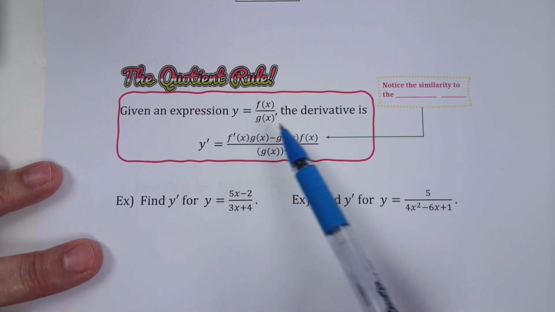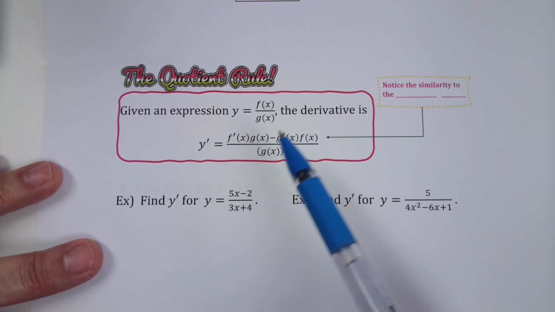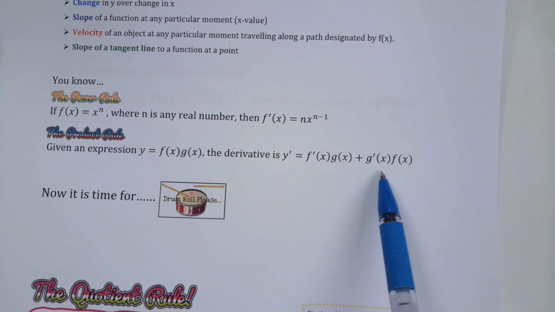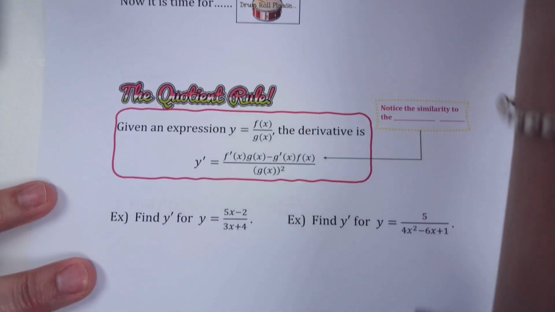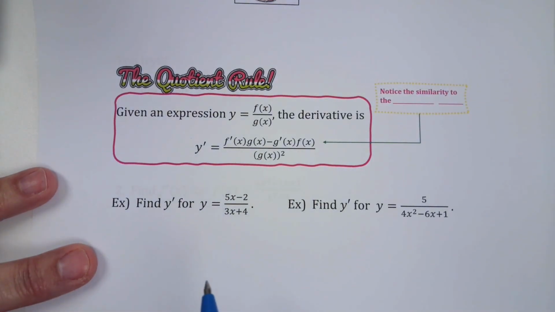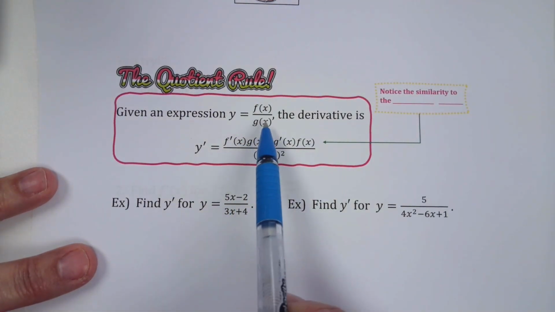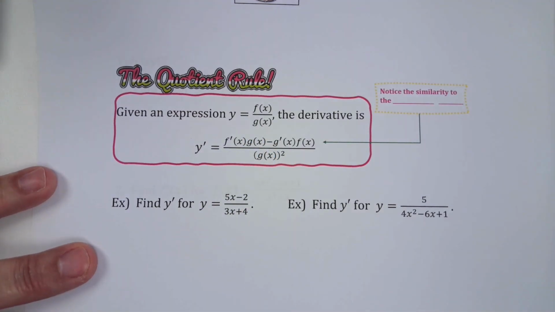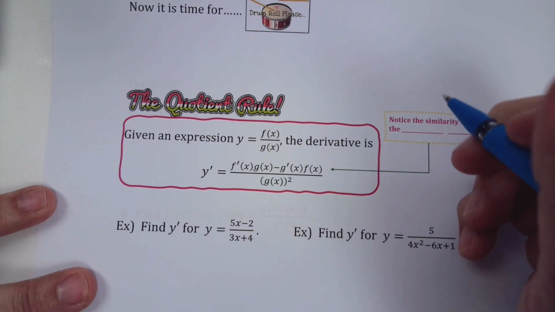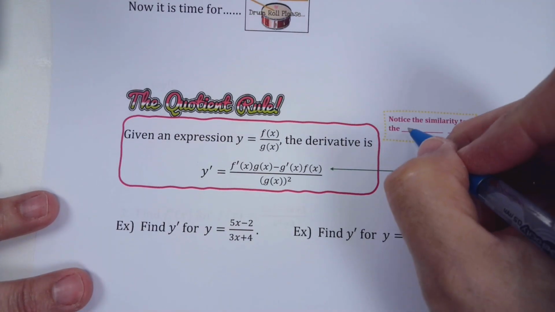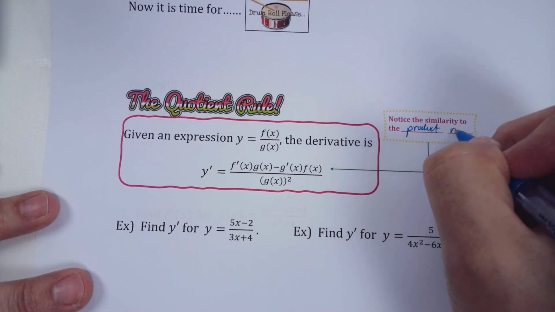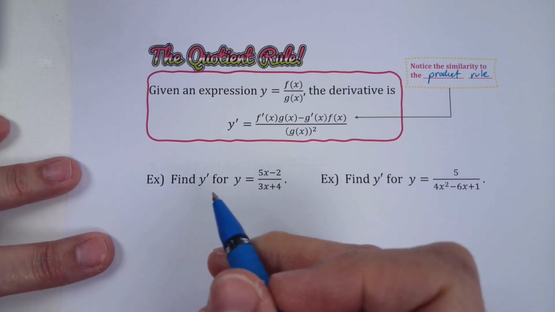But our derivative is going to be this. When you do the quotient rule, you notice this top part looks a lot like your product rule, except it has a minus in the middle. That's the only difference. And then for the bottom, you just take the original denominator and you square it, and that's it. All right, so notice a similarity to the product rule. All right, so here we go.